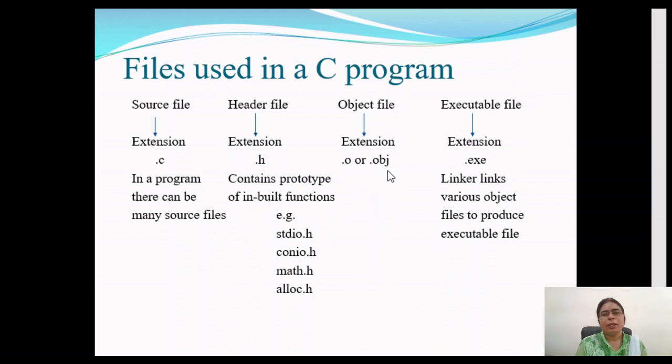And now when these files are combined, we will see the complete compilation and execution process. When these files are combined, the linker makes an executable file. This executable file is required for execution. Basically, this executable file has the extension .exe, and the linker links various object files to produce executable files. So the compiler produces object files and the linker links all these object files to produce the executable file.